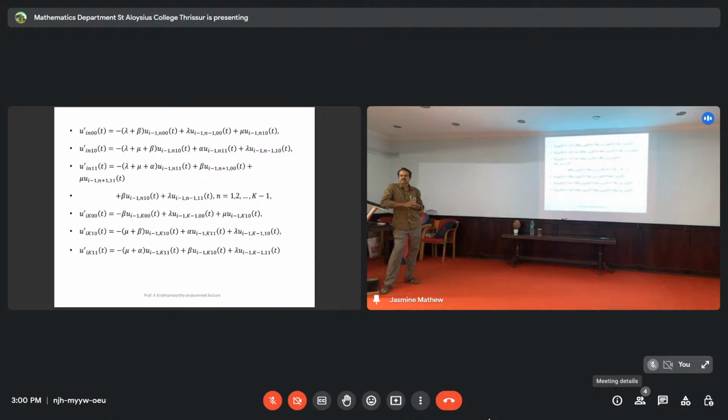In the initial value problem, there is a chance of many solutions. No, but under some conditions, since we are discussing Markov chains, the solution is unique.